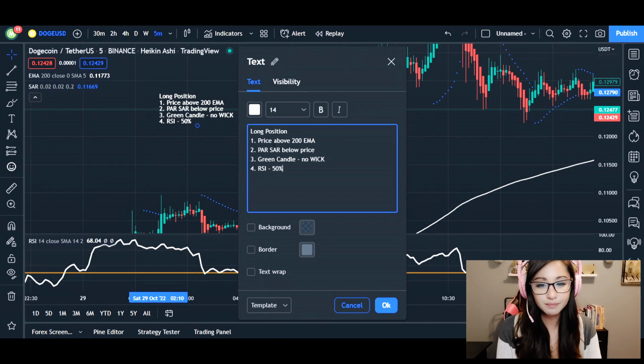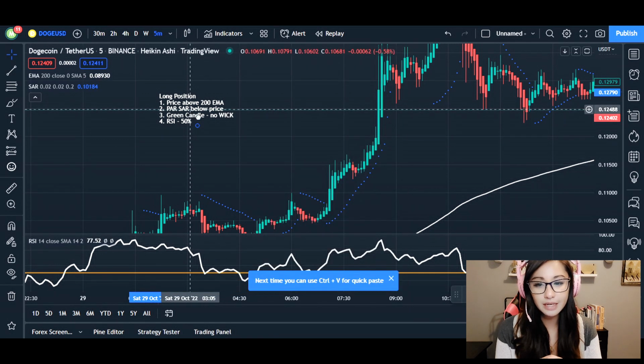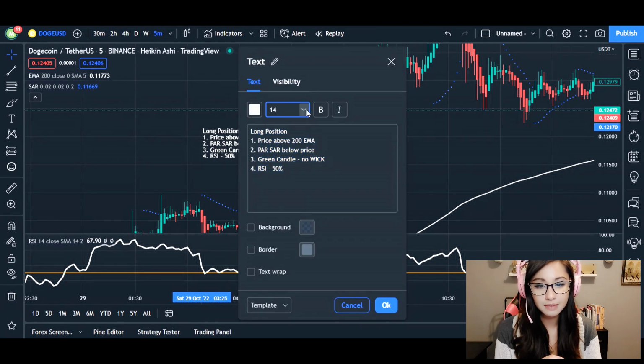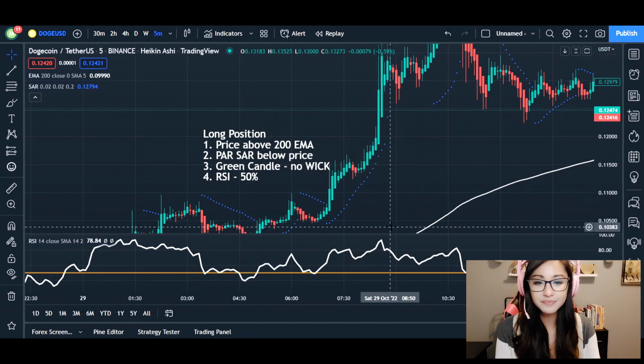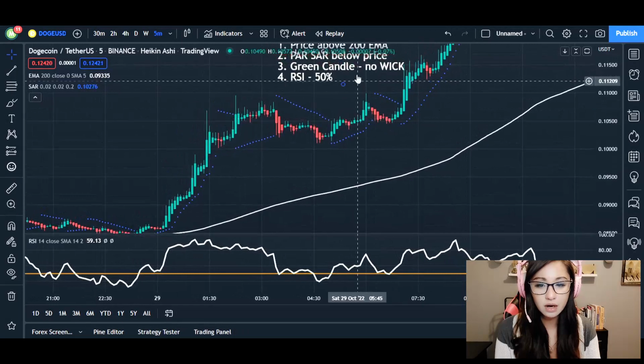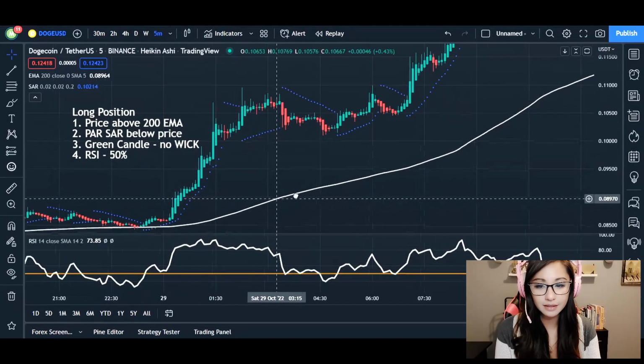Okay. 4 rules here: price above 200 EMA, the parabolic SAR is below the actual price, green candle, no wick, and the RSI is at 50%. Pretty simple here. Let me see if I can increase this so it's easier for us to see. Perfect. So let's work on here.